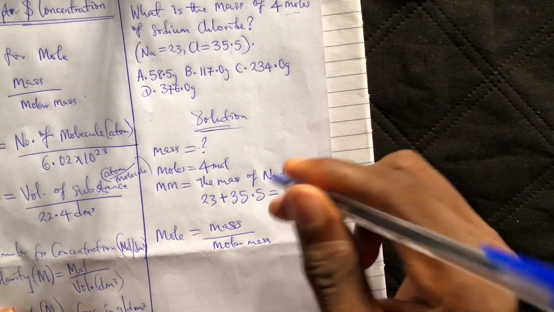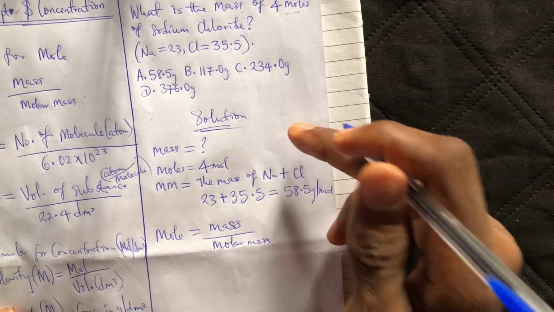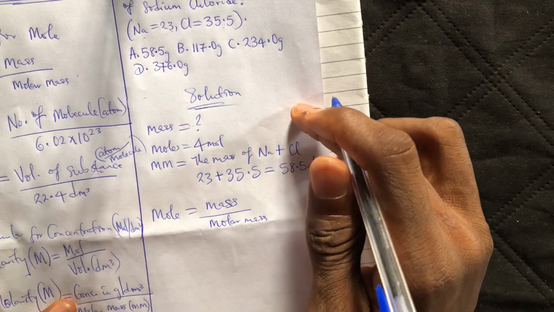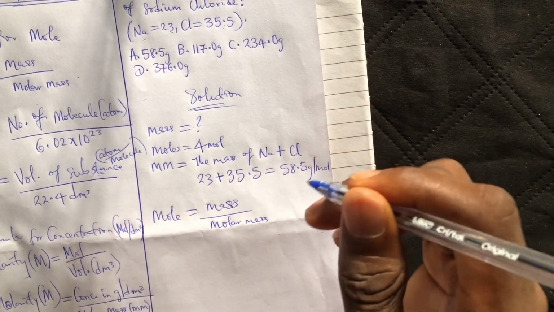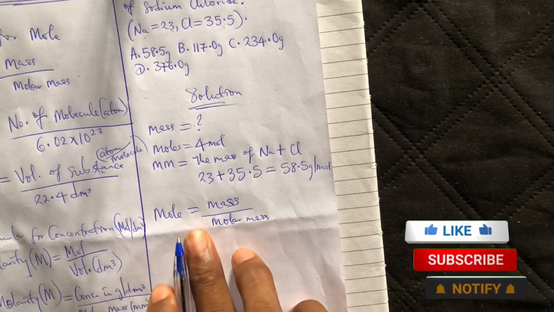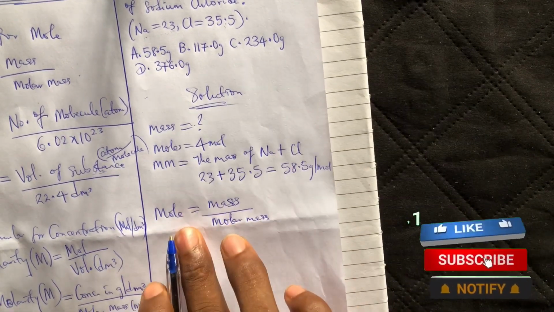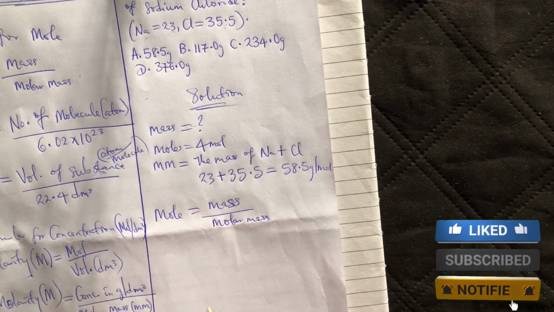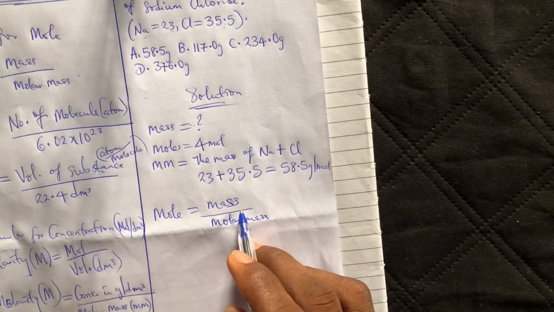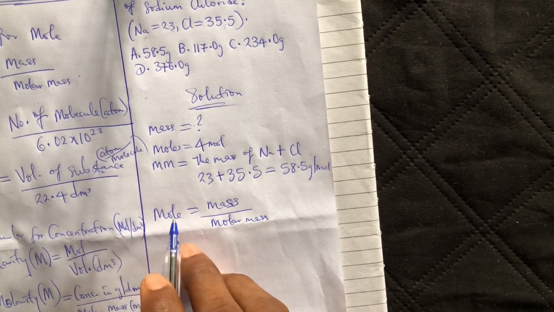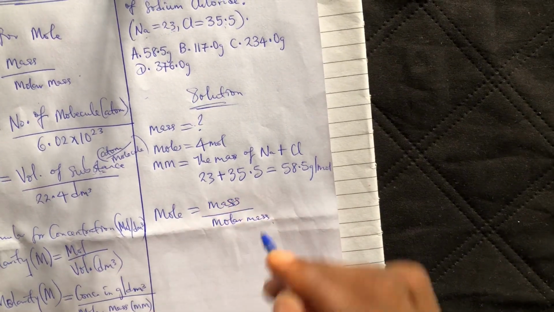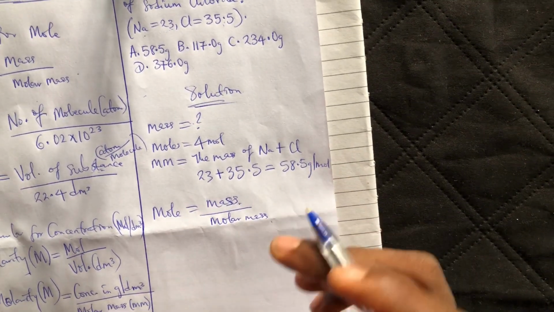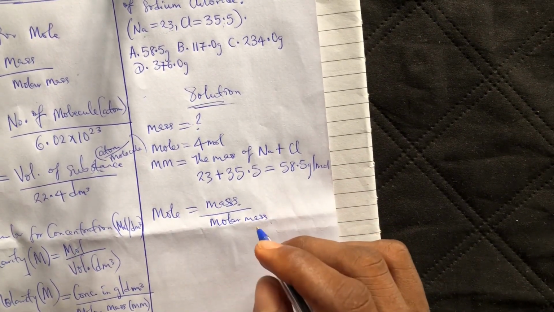This is the formula that is suitable to solve this particular question. But then, mind you, we are asked to look for mass. So how do you get your mass to be the subject of the formula? I'll take that again. We are asked to look for mass. But in this formula, what we have here is mole equal to mass over molar mass, right? So to make this mass the subject of the formula, all you need to do is to cross multiply.